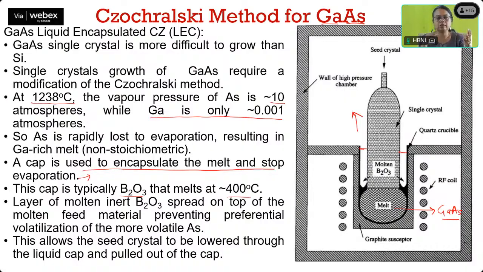Though the Czochralski method is a bit sophisticated, at the same time it gives a lot of leverage. You can do a lot of tweakings, a lot of value additions to go from one material to another material. So that is how the Czochralski growth of gallium arsenide happens.